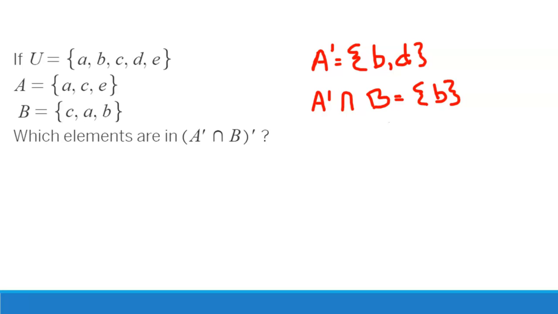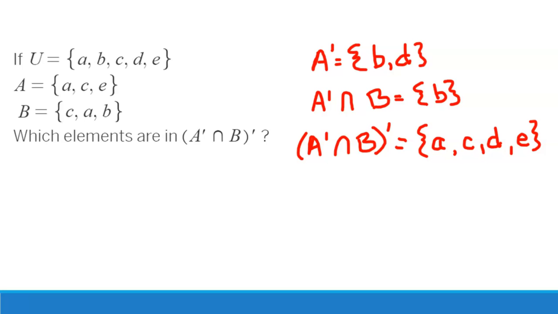which is only B. Finally, we need to find the complement of that set. That set consists of all the elements in the universal set that are not in A complement intersect B, which is the elements A, C, D, and E.